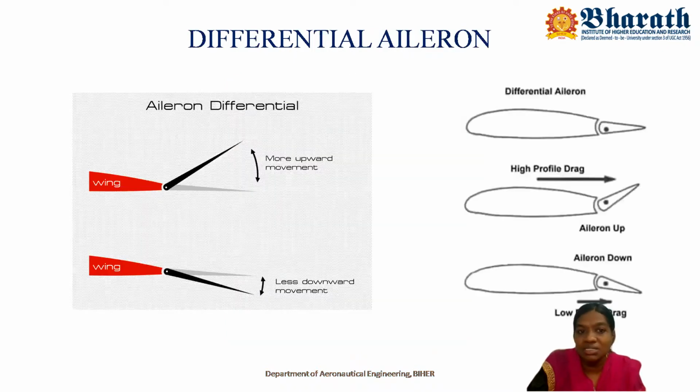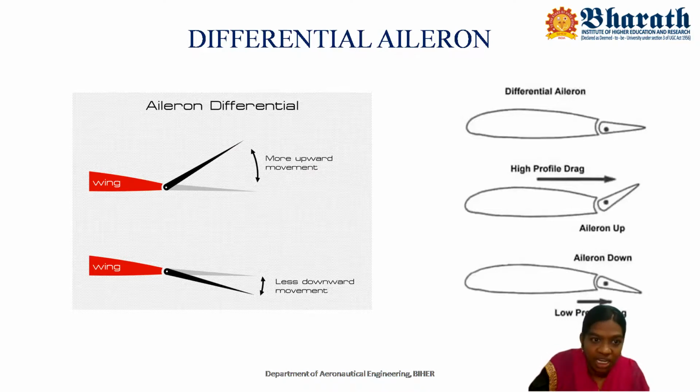And the next one is the differential aileron. When you see the case of the differential aileron, the aileron deflection will happen simultaneously. When one is deflected downwards, the other will move upwards. This is happening simultaneously, but the angle of the deflection is controlled in the differential aileron.